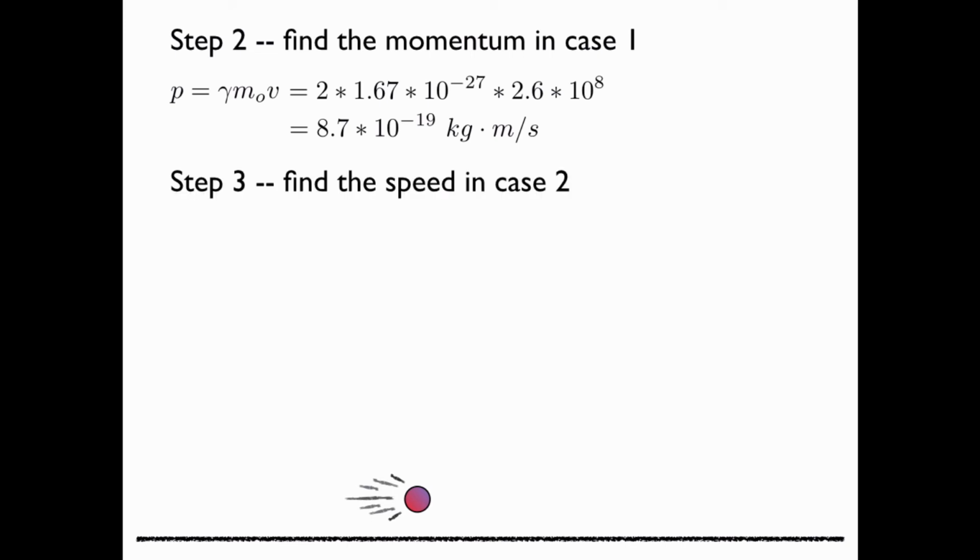Now let's find the speed in case 2. We'll go through the same calculations just for practice. In this case, the kinetic energy, which is on the left side, gamma minus 1 times m naught c squared, is equal to 1/2 of the rest energy, which is m naught c squared, without any gamma. Once again, we can cancel out the m naught c squareds, giving us a relationship just with gamma that we can solve to get gamma equals 3/2, or 1.5.